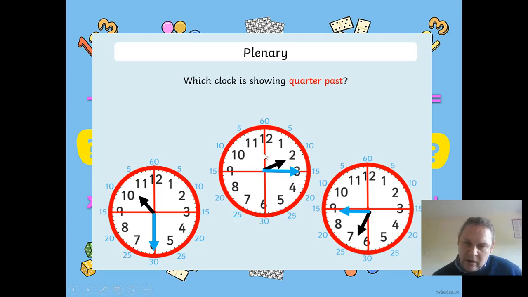Now, what is it quarter past? Quarter past what would we say? It's quarter past. What does it look like? We're just slightly past the 2, okay, on the way to the 3. So it's quarter past 2 on this occasion.